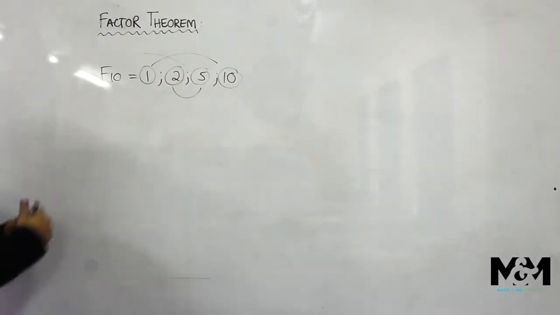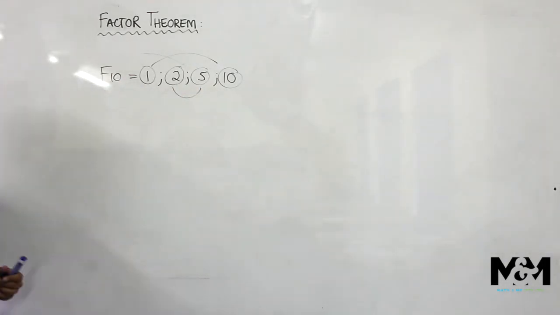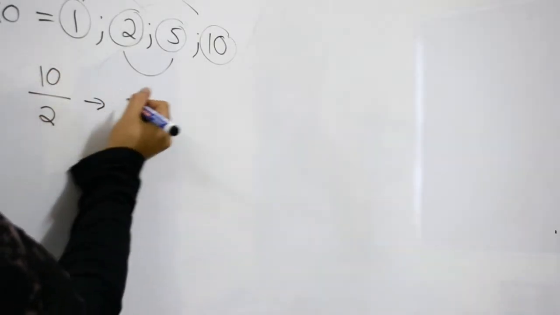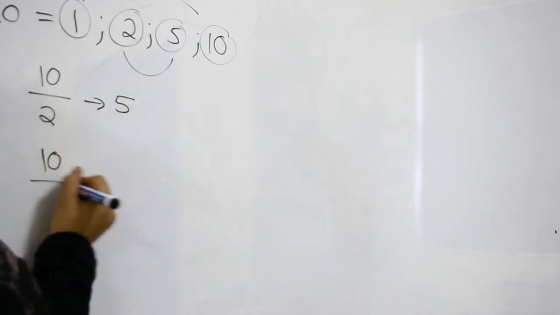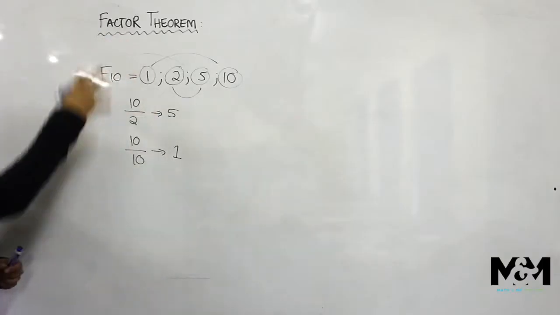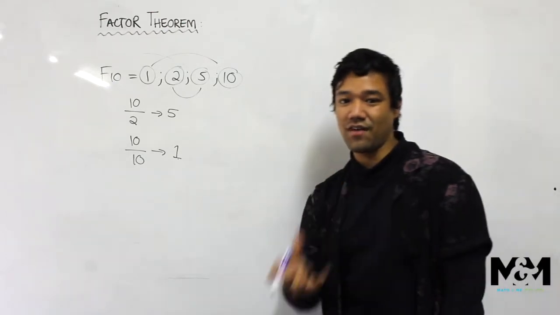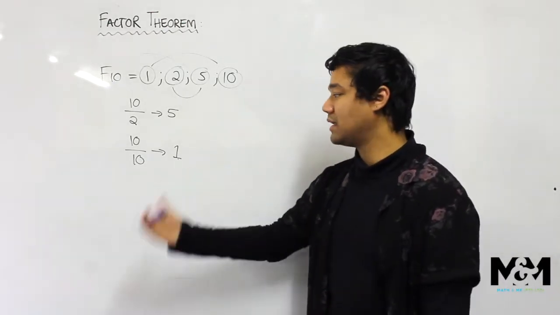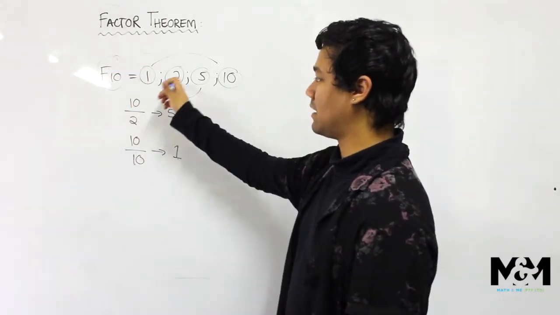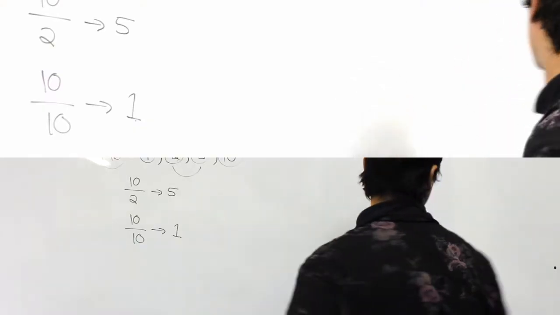But we also notice that I can divide 10 by each one of these numbers and there will be no remainder left over. For example, 10 divided by 2 gives me a perfect answer of 5. In the same way, 10 divided by 10 gives me a perfect answer of 1. No remainders. So factor theorem sort of stems from that. We then realize that if something is a factor, there will not be any remainders when I divide, for example here, the 10 by that factor. Okay, so that's where factor theorem sort of stems from.